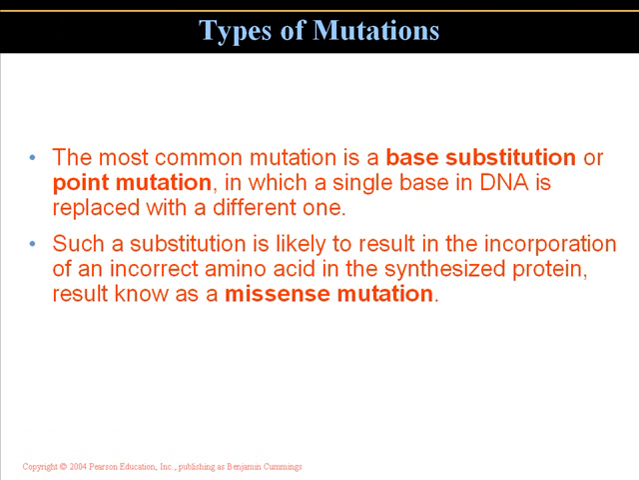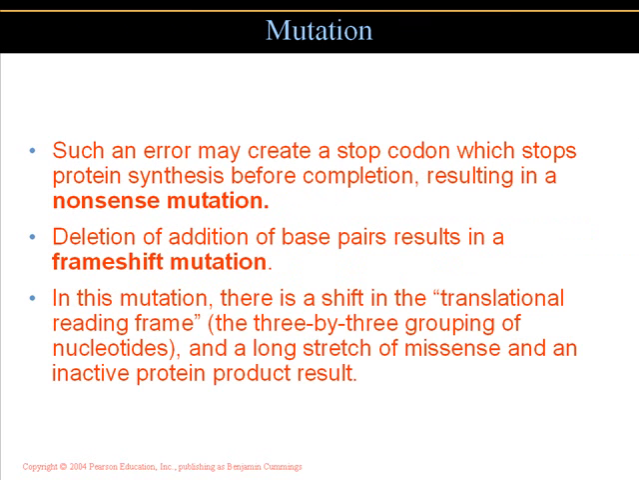Most common mutation is base substitution or point mutation. This is where a single base in a DNA is replaced by a different one. Such a substitution is likely to result in the incorporation of an incorrect amino acid in a synthesized protein, which will result in what's referred to as a missense mutation. If such an error creates a stop codon, which stops protein synthesis, which is not good if protein synthesis involves the utilization, say, of an energy source such as glucose, this results in a nonsense mutation. Deletions or additions of base pairs result in what's called a frame shift mutation.